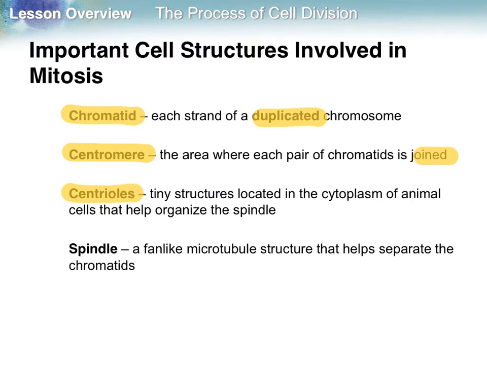The centrioles, these are tiny structures found in animal cells only that help to organize the spindle fibers. And then the spindle or spindle fibers is a structure made of microtubules that helps to separate the chromatids. So these 4 terms are terms that we'll be using throughout the rest of this lesson.